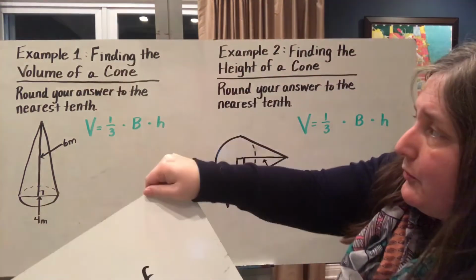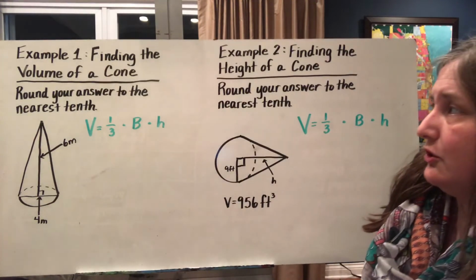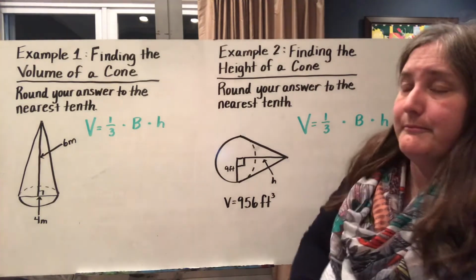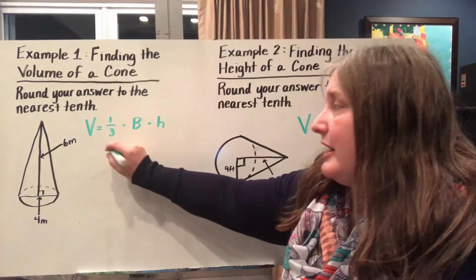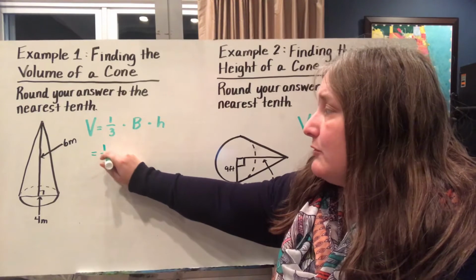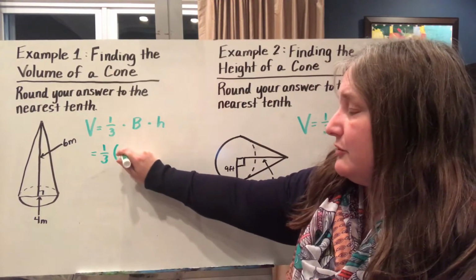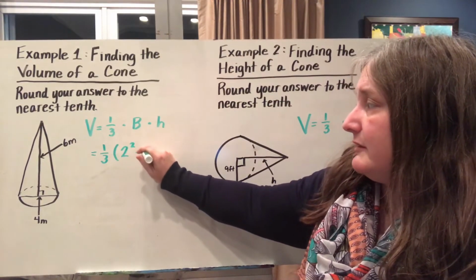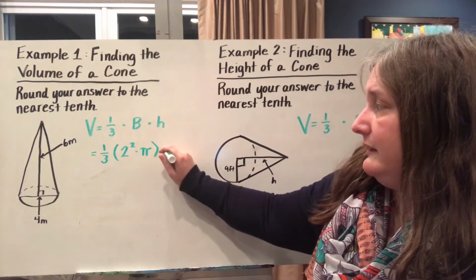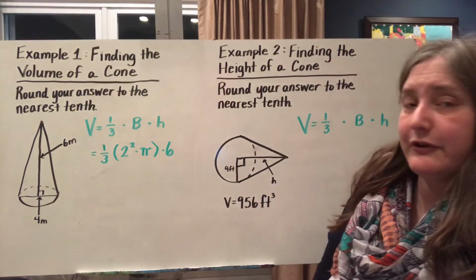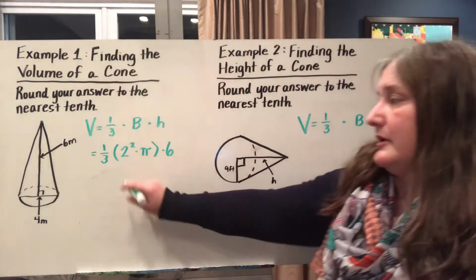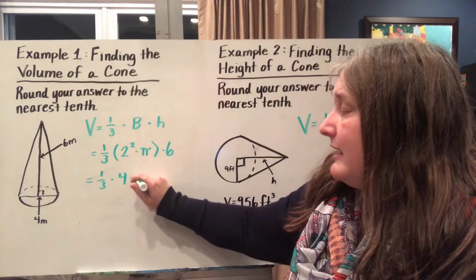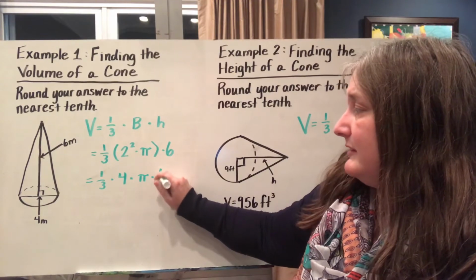In this first example, we're being asked to find the volume of the cone and round our answer to the nearest tenth. Okay, so the base is a circle. To find the area of the base, I'm going to do the radius squared, which in this case, our diameter is 4, so our radius is 2. Our radius squared times pi times our height, which is 6. So the first thing I'm going to do is the exponent and get that out of the way. So I'm going to have 1/3 times 4 times pi times 6.